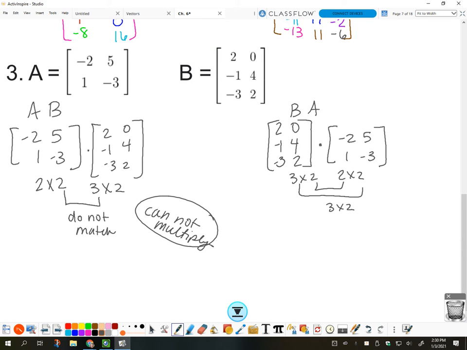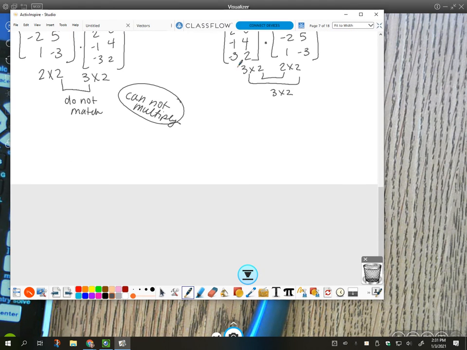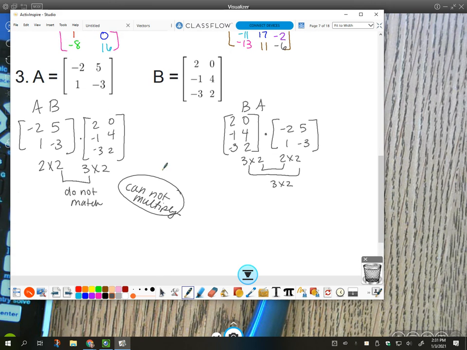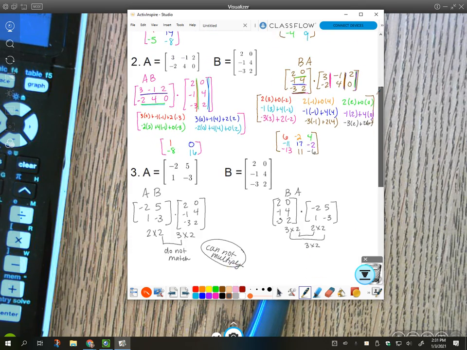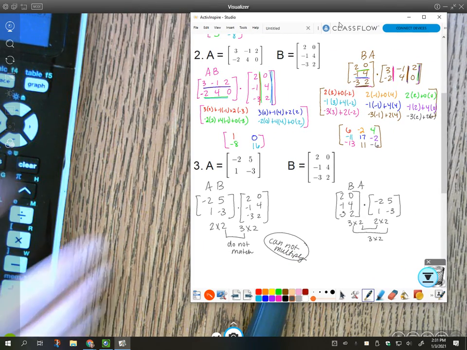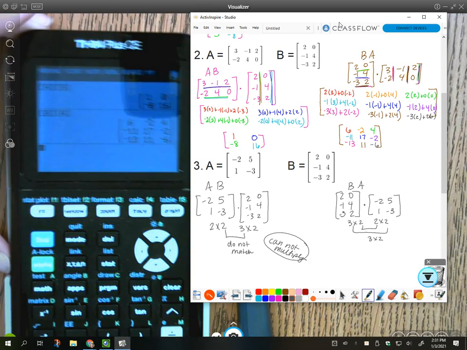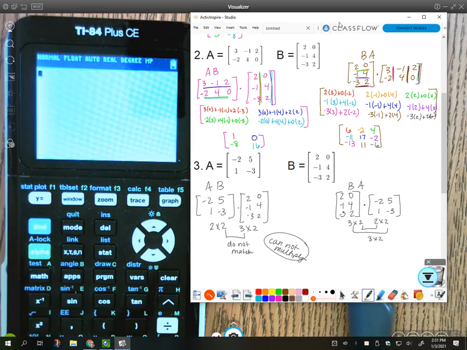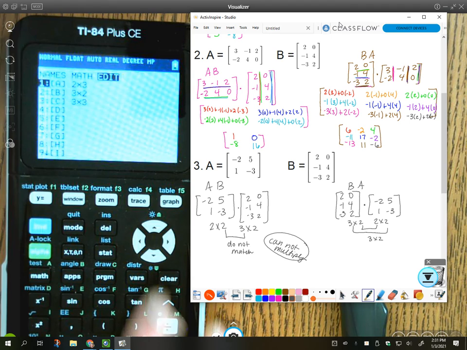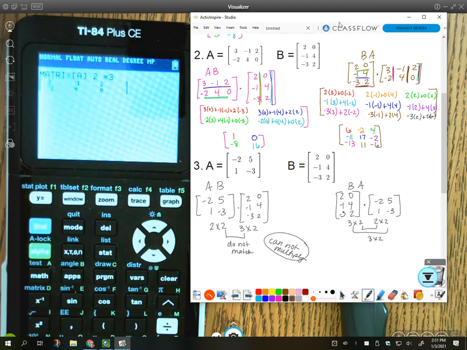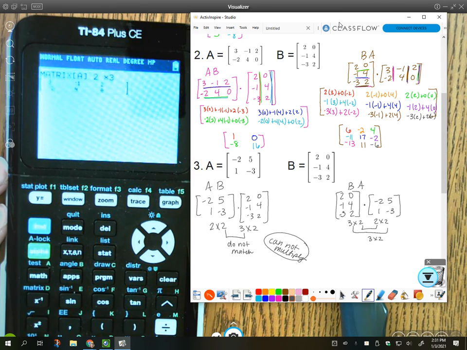Alright, so with your calculator, you're going to try this one. Assuming you can actually see what's on the screen, I think that's how I set this video up. Alright, so if I want to do b times a, again we have to go in and tell it what the matrices are. So when I edit this one, we're going to say that it's a 3 by 2.